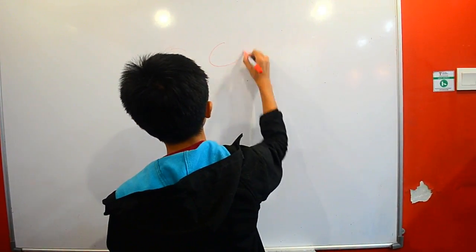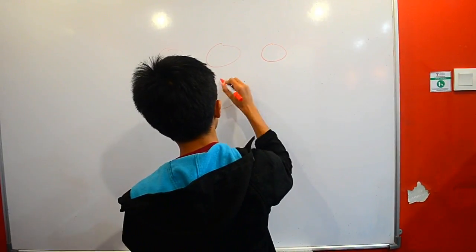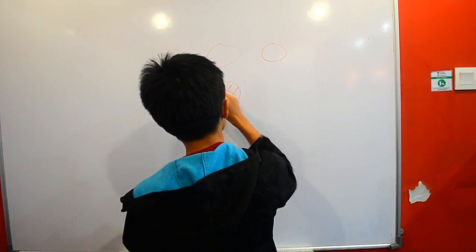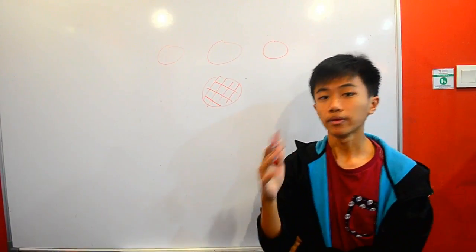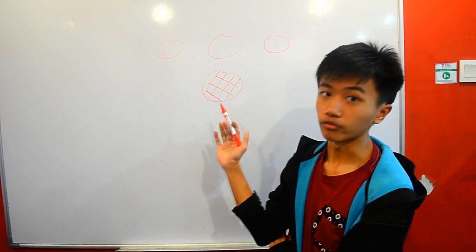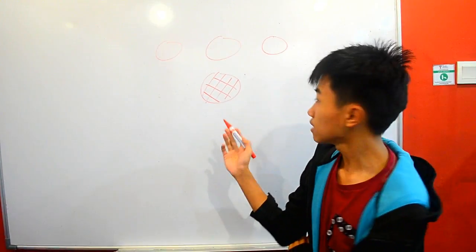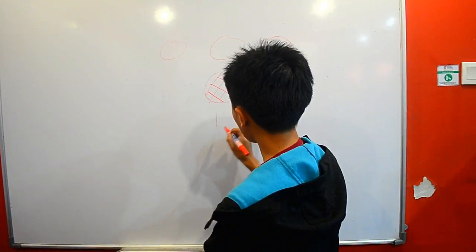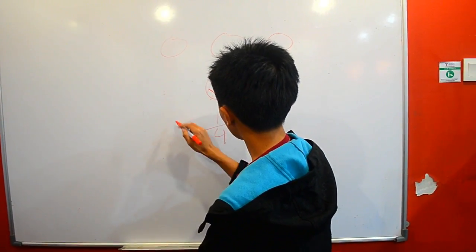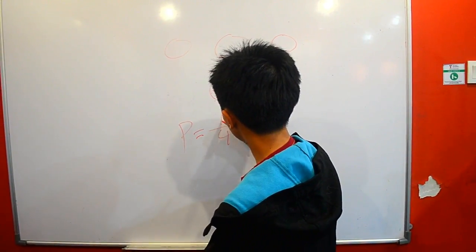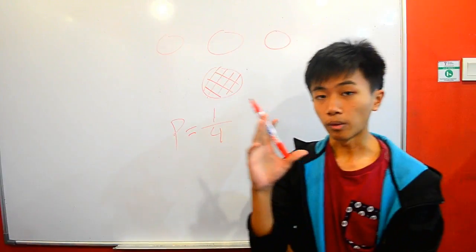Okay, let's say that I have 3 balls here and 1 red ball. What is the probability for me to pick the red ball out of the box? It's common sense. I have 1 red ball out of a total of 4 balls, so the probability is 1 over 4. This is how we calculate probability.